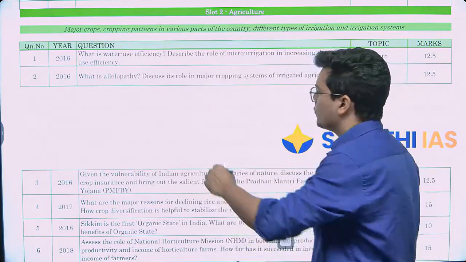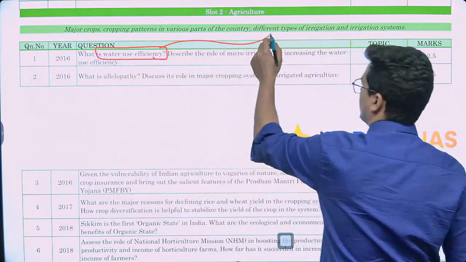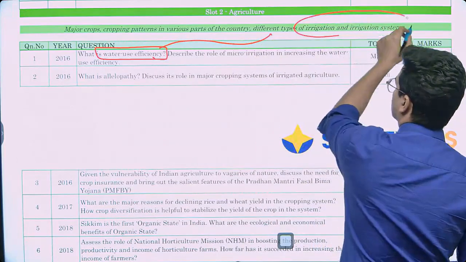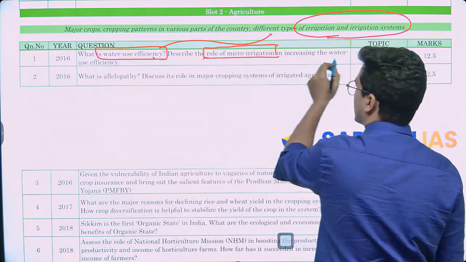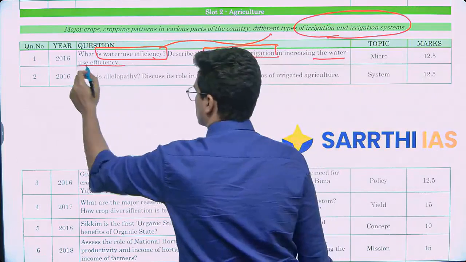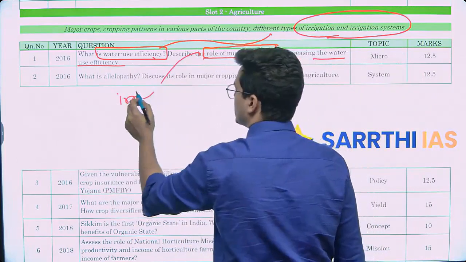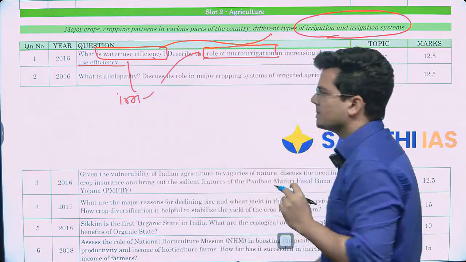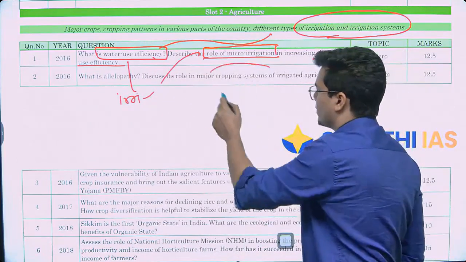अब first question, what is water use efficiency? ये directly आया from irrigation and irrigation system storage. Role of micro irrigation in increasing water use efficiency. So I understood that when I'm reading irrigation, I have to read micro irrigation and I have to read water use efficiency. Second question is allelopathy and its impact on major cropping systems.